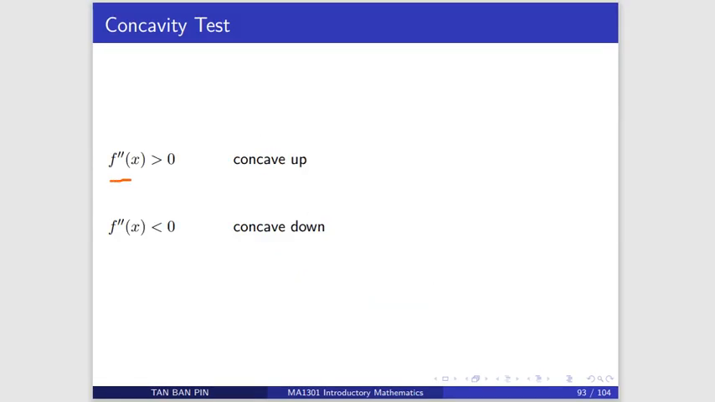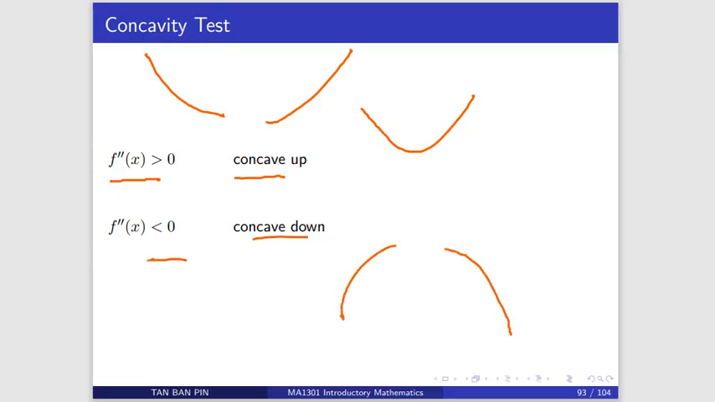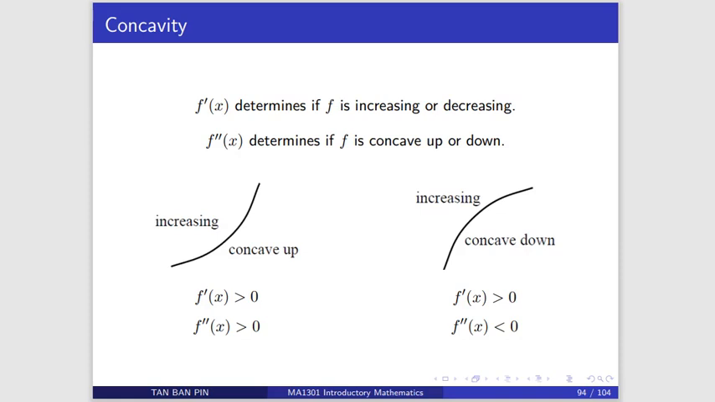Why f double prime positive will be concave up will be this way. So it can be this way or this way. Concave down means it can be this way or this way. f prime x determines if f is increasing or decreasing. You use f prime to decide f. That's what we have seen earlier.